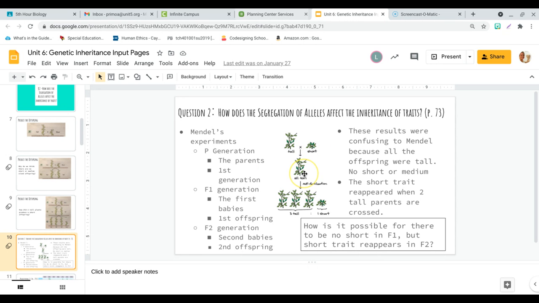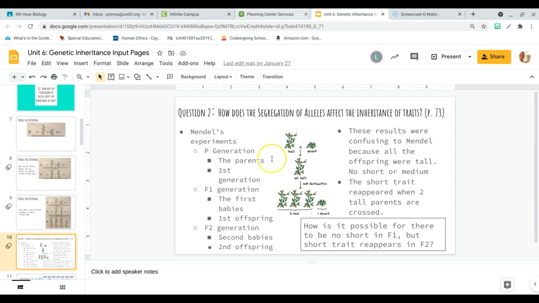Their offspring, between the parents, their offspring is called the F1 generation. They're the first babies. Now, if we take the plants from the F1 generation and we cross them, they're going to produce offspring as well. And the F1 generation's offspring are called the F2 generation. They're the second babies, the second offspring. So we go from the P generation to the F1 generation to the F2 generation.